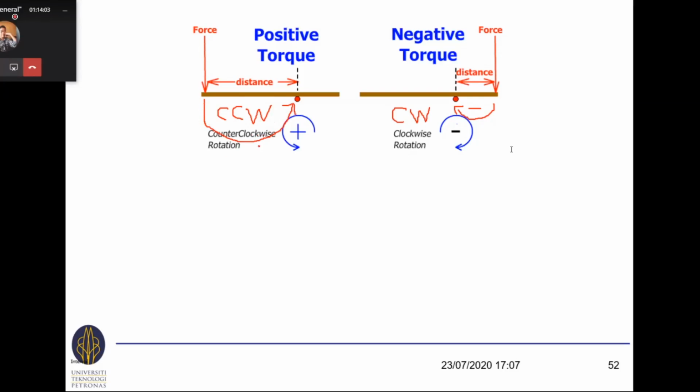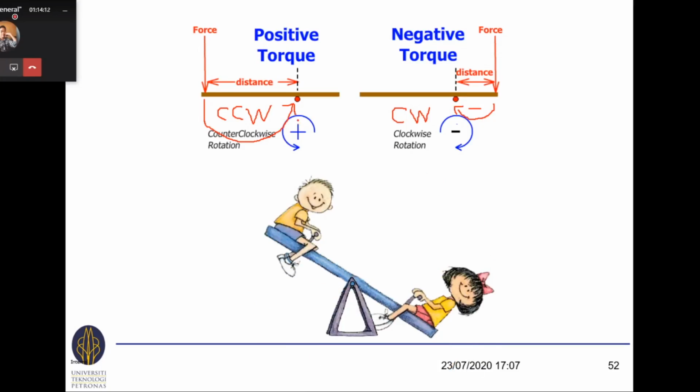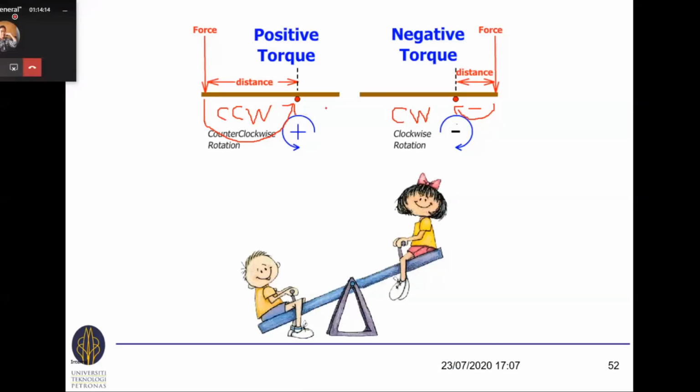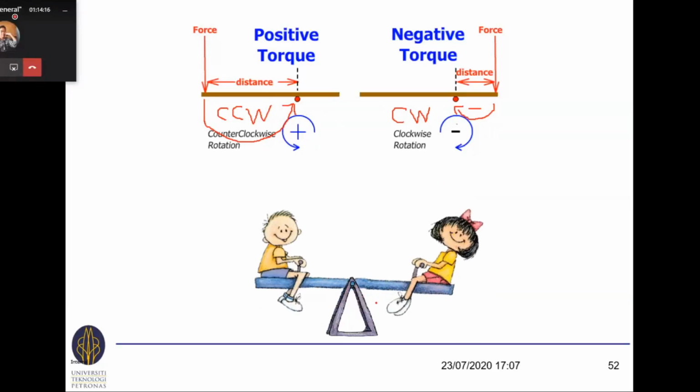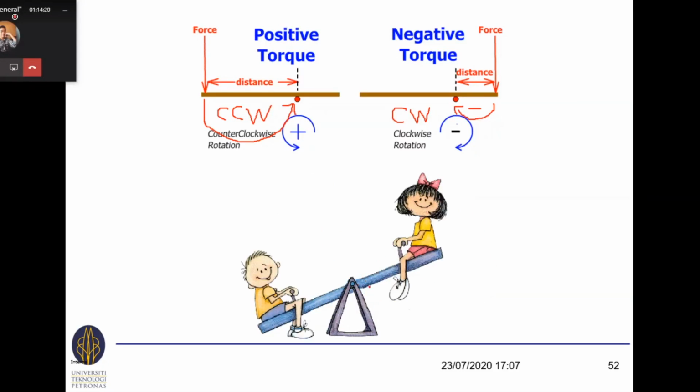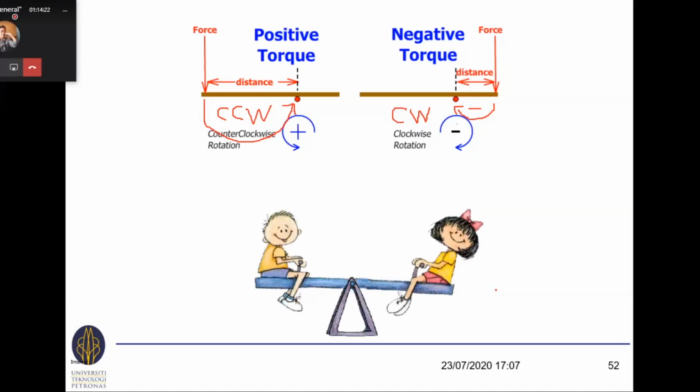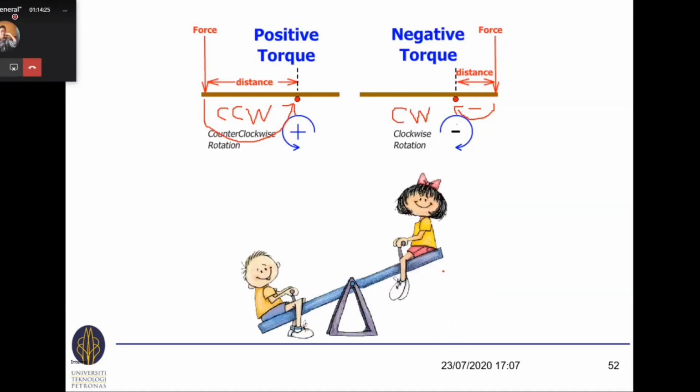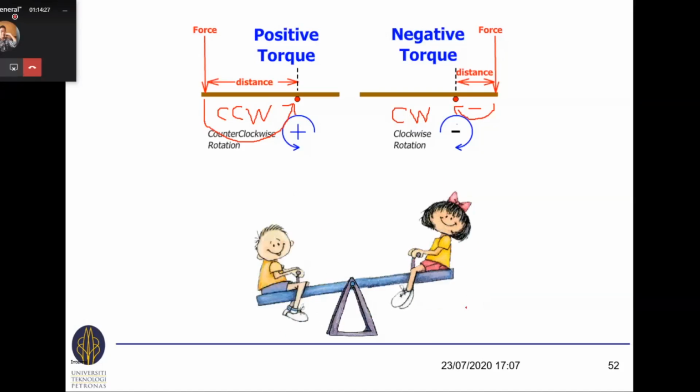It becomes counterclockwise. So counterclockwise is positive. This is also what you can find if you play seesaw on the playground. The seesaw has one fixed middle point, and then you can see that the players will go up and down.